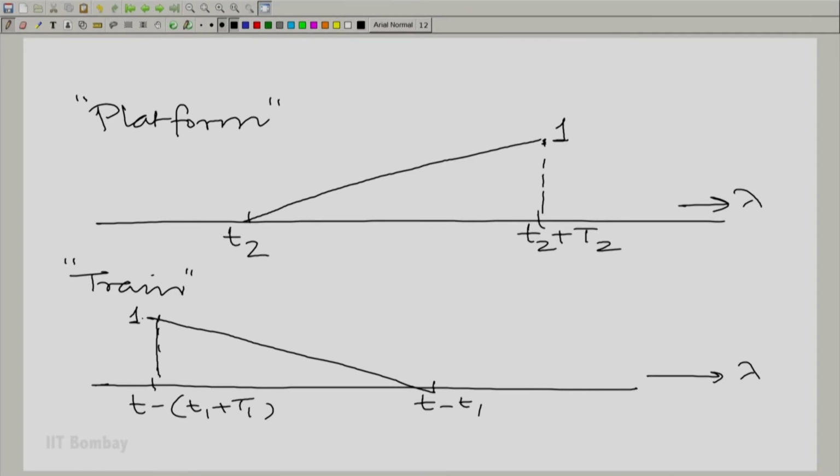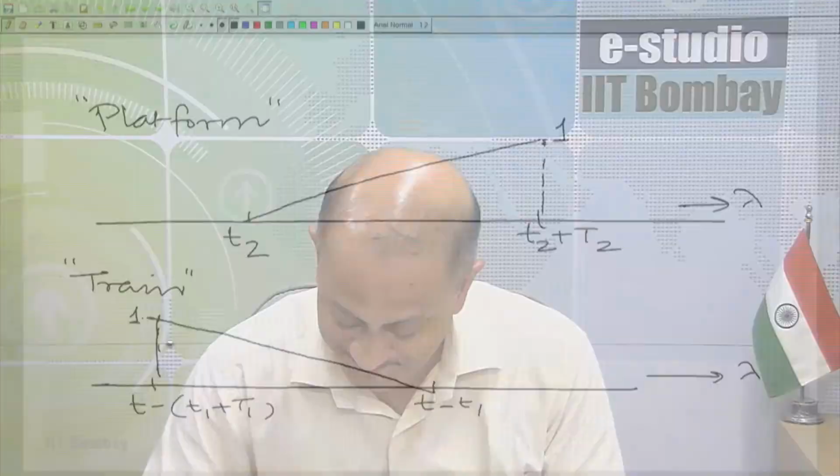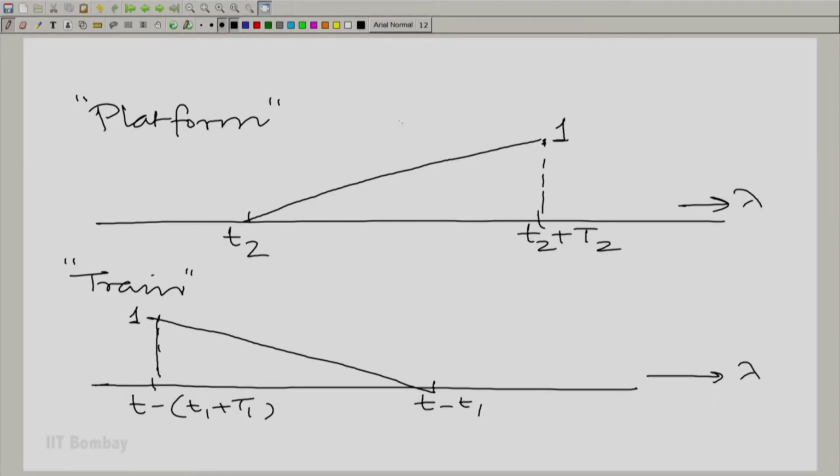In fact, we must now write down proper expressions analytically for the passengers in the platform and on the train. So, here for this one I would write the expression. Well, how much is this really? Take the difference from the point lambda at which you are from T2. So, lambda minus T2 divided by the entire interval which is covered, so capital T2, into 1. That is the value anywhere here in this region.